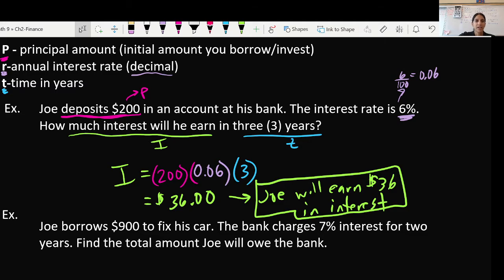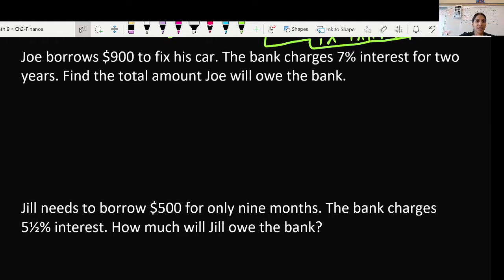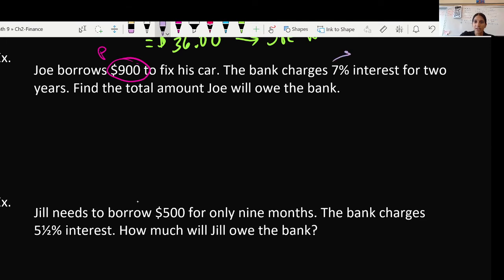Okay, similar type of idea. I'm going to get the formula out of the way. We can just write it down again. It says Joe borrows $900 to fix his car. So the $900 would be the principal amount that he's borrowing. The bank charges 7% interest for 2 years. 7% would be 0.07, and 2 years would be our time, so T equals 2. Find the total amount Joe will owe the bank.